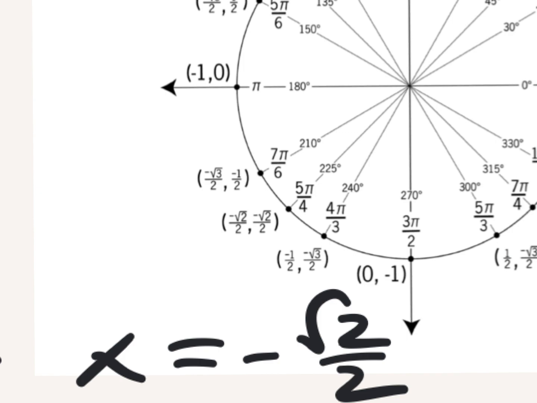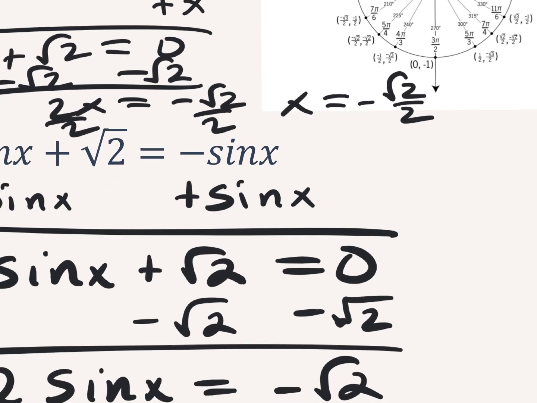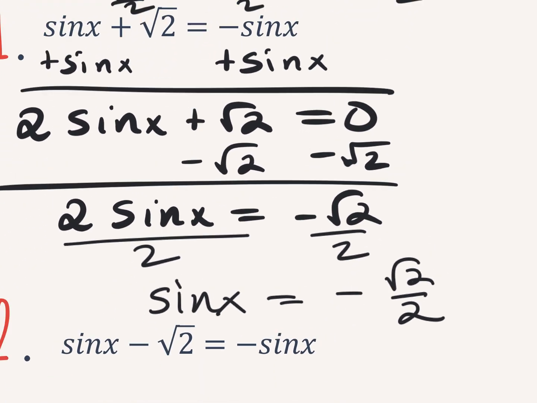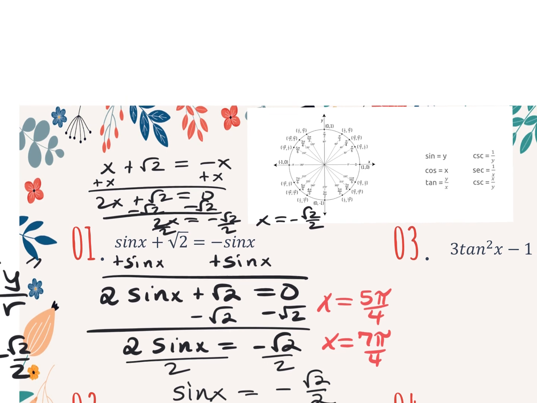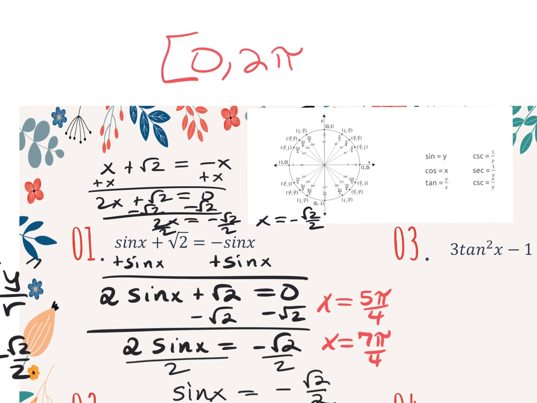So let me go back here now. And my two answers for x, my angle measure, x is going to equal 5 pi over 4 and 7 pi over 4. Now, this is what you're going to be doing on the test because I'm going to restrict you to only numbers on the unit circle. So from 0 with a bracket to 2 pi.